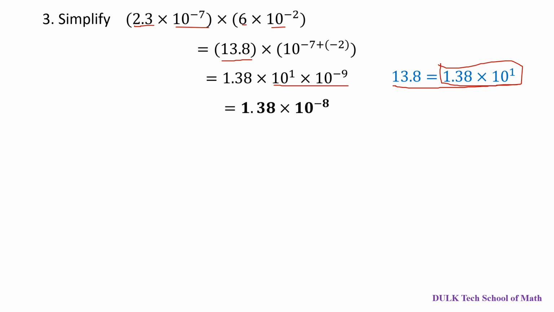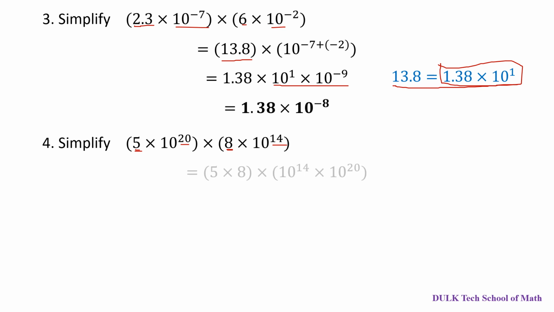Let's move on to our last example, the fourth example. We are going to multiply 5 by 8, the coefficients, and we get 40. Then we add the powers, which is 20 plus 14. So 5 times 8 is 40. Then if we add the powers, we get 34.